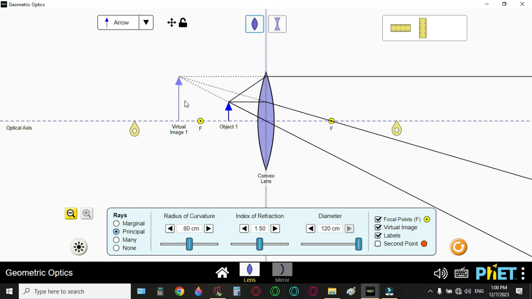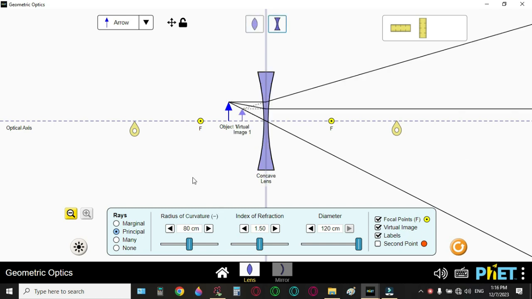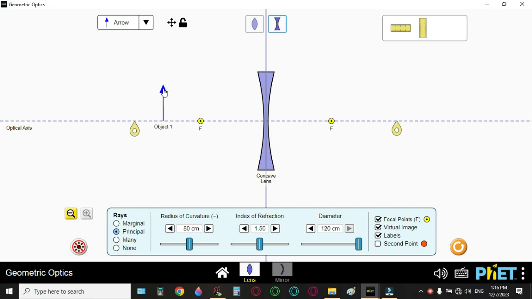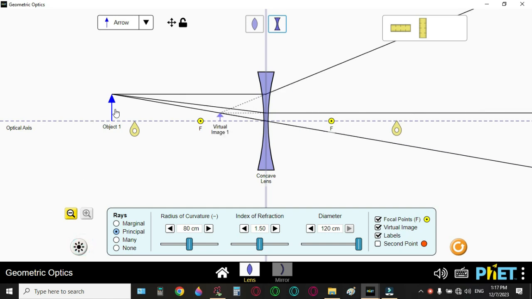Okay, so that is all about the convex lens. How about the images formed in concave lenses? So we have here a concave lens. We have here the object as represented by the arrow. Okay, so let's put some light.